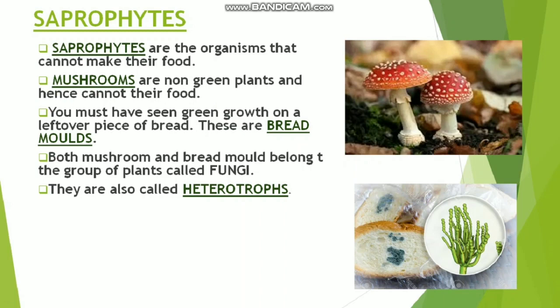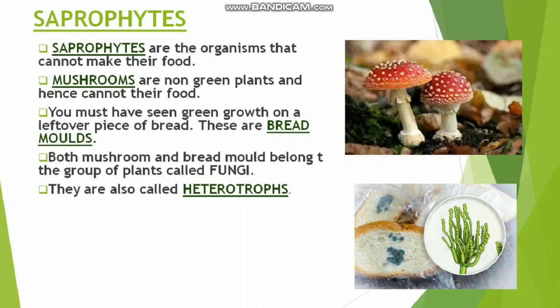You must have seen green growth on a leftover piece of bread. These are bread moulds. Again, these are of the category fungi. This mushroom and bread mould are fungi and they can't prepare their food. They get their food from rotting materials. They are also called heterotrophs. Those organisms which cannot make their food are known as heterotrophs, and those which make their food on their own are known as autotrophs. But these fungi, mushrooms and bread moulds are heterotrophs.